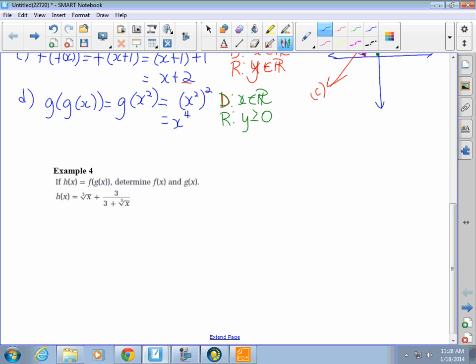Example number 4 says if h(x) is equal to f of g of x, determine f(x) and g(x).